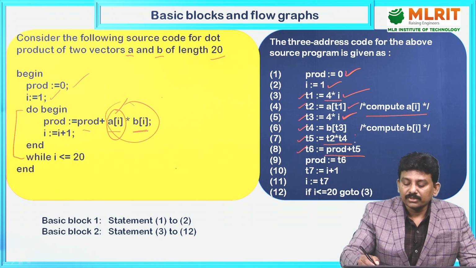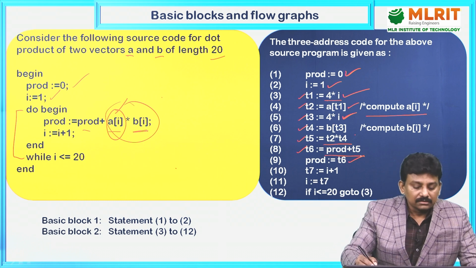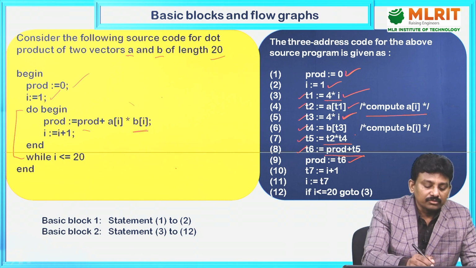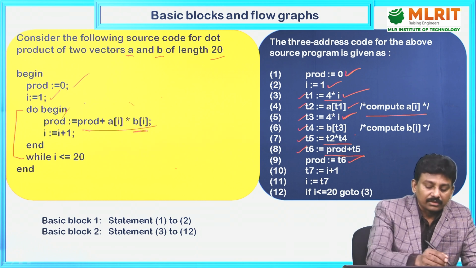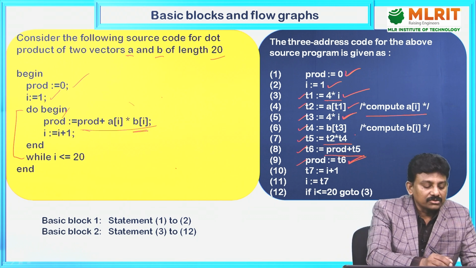T5 is T2 plus T4. T2 means A of T1, T4 is B of T3. T1 is 4 into I, T3 is 4 into I, like that. Next, the result, the total prod plus A of I into B of I, will be assigned to prod. So that prod is equal to T6. Finally, I is equal to I plus 1.